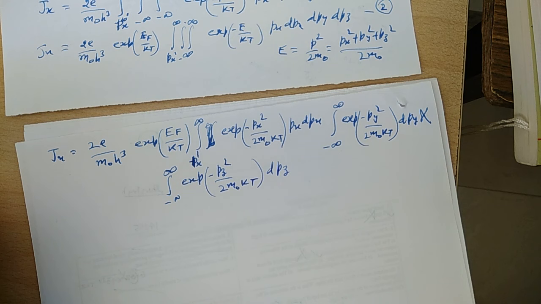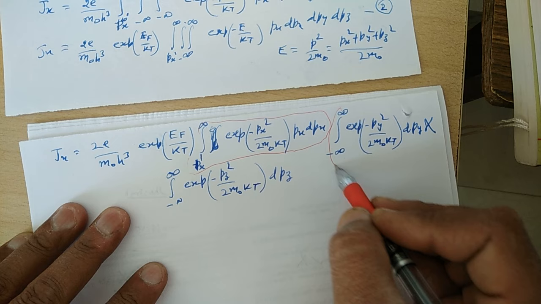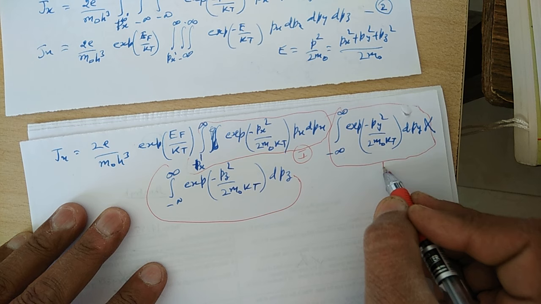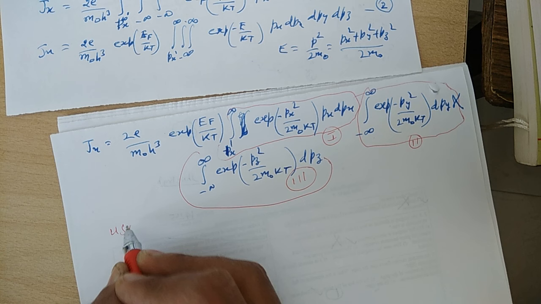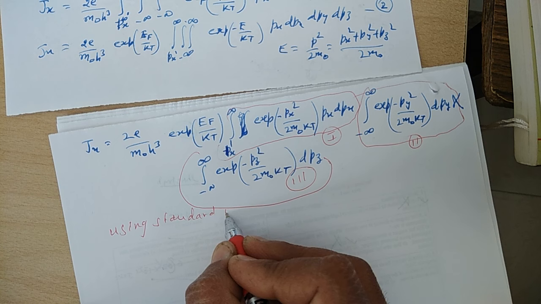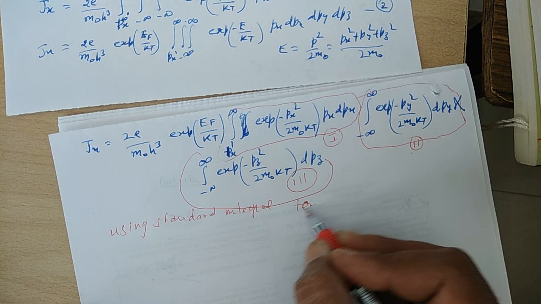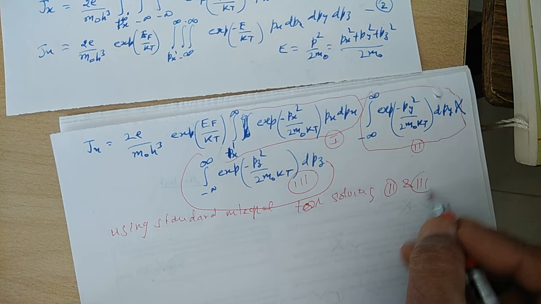So here we now have three integrals. One is this, second is this, and third is this. So this is the first integral, this is the second, and this is the third. In order to solve these integrals, we make use of a standard integral, for solving the second and third.